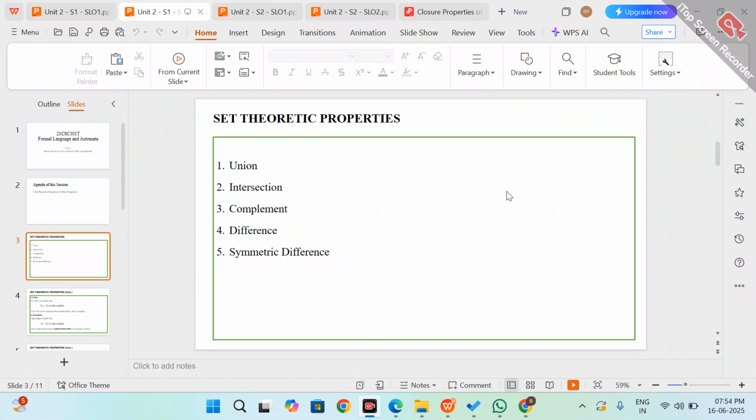Hi, hello. Today I am going to explain about set theoretic properties. In the last video, I explained about the closure properties of regular language. The same is continued in this.